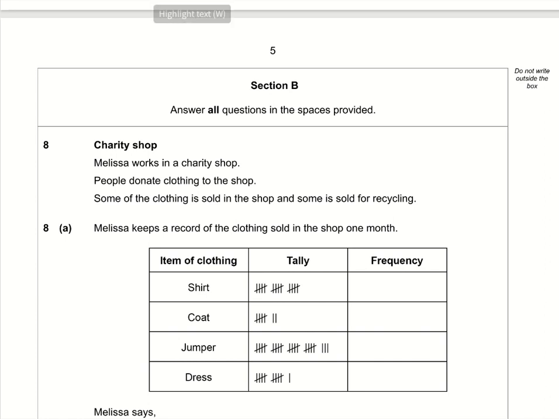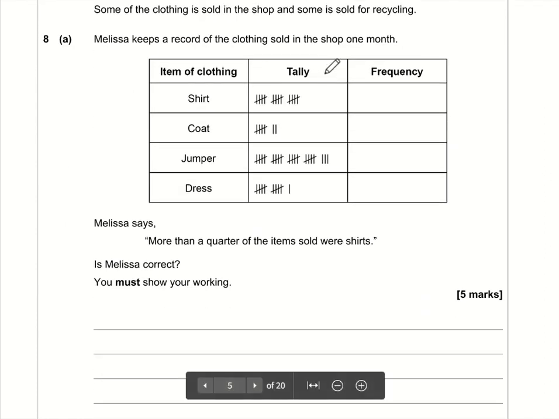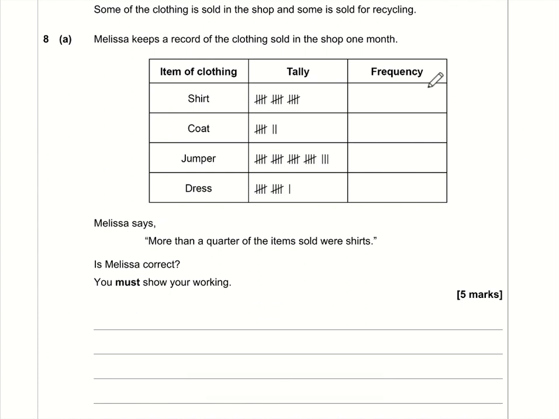Okay, on to section B, question 8 about the charity shop. So the first thing I would do is fill in this frequency column here. We can just count the tally marks. Helpfully, they are grouped in bunches of 5. So we can see here 5, 10, 15, 5, 6, 7, 5, 10, 15, 20, plus 3, 23, and 5, 10, 11. Okay, so Melissa says more than a quarter of the items sold were shirts.